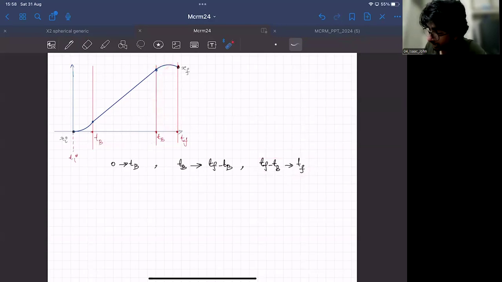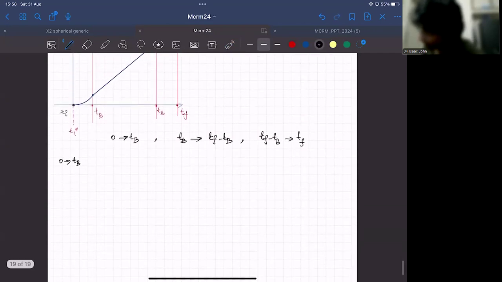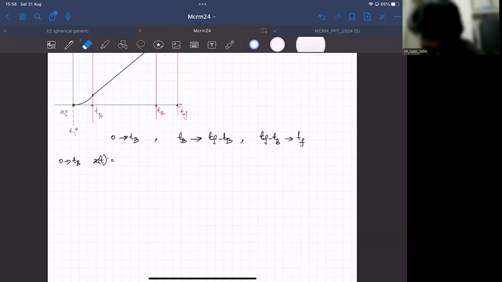So if you consider the first case from 0 to TB, how do you write this x of t? x of t would be a parabolic curve. So you can actually write an equation of a parabola that will be xi plus some constant k t square. Why not? And velocity x dot t would be 2kt, right?